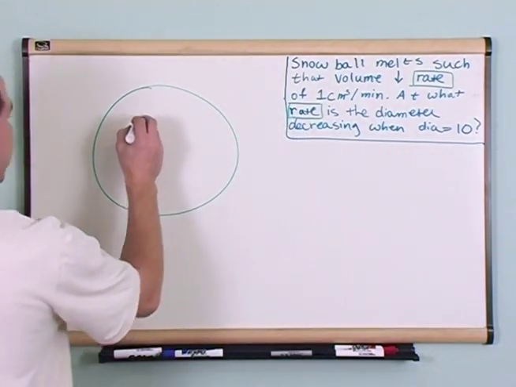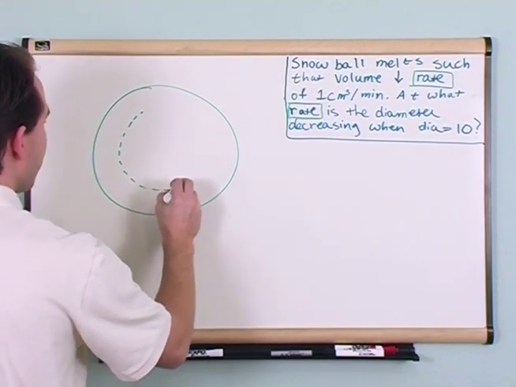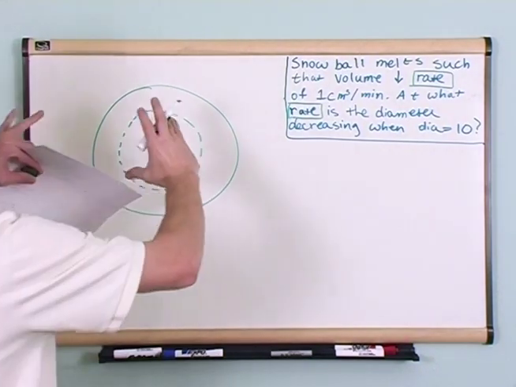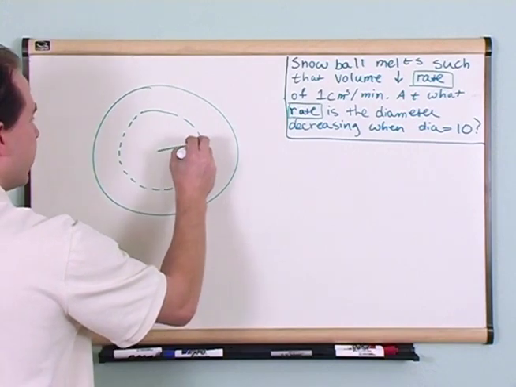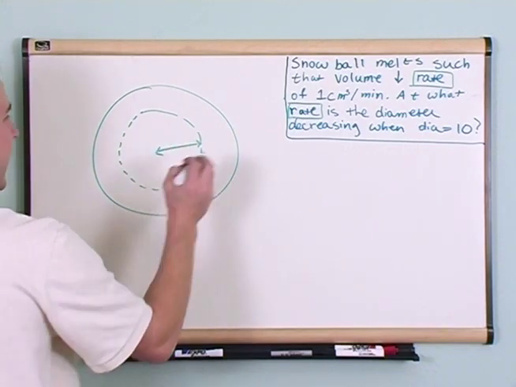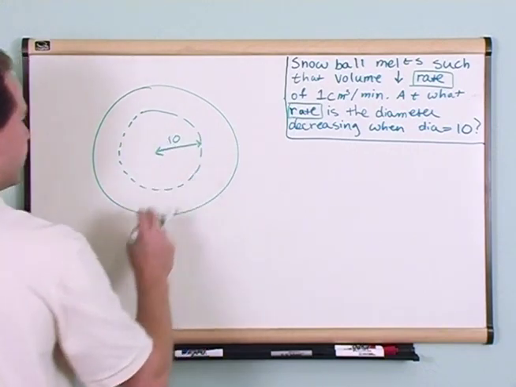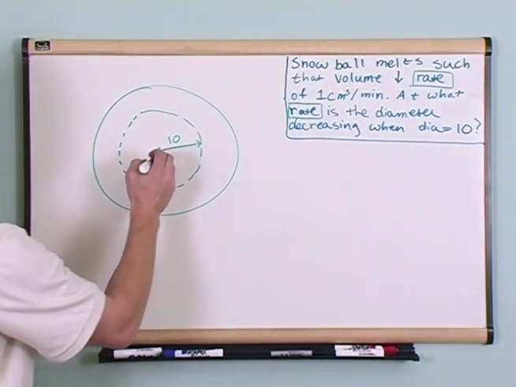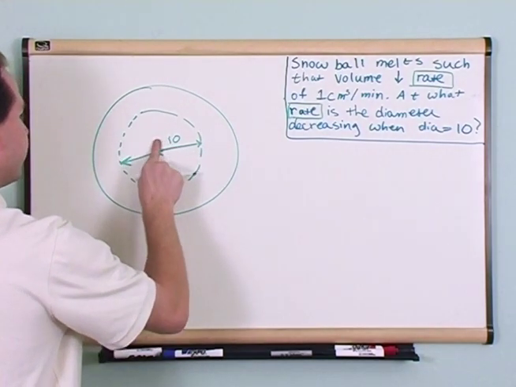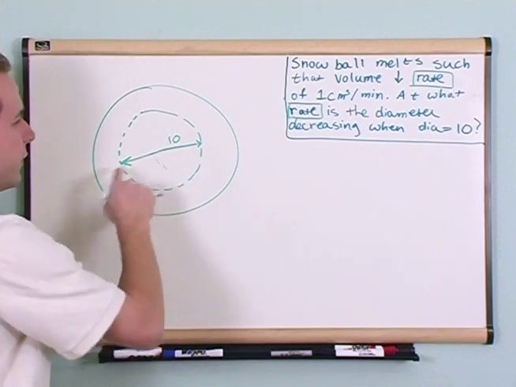At some point it's going to shrink. It's going to get smaller because it's melting. At some point the diameter is going to equal 10 centimeters. Actually, I've got this wrong. The diameter goes all the way through, like this. At some point, the diameter is going to equal 10.